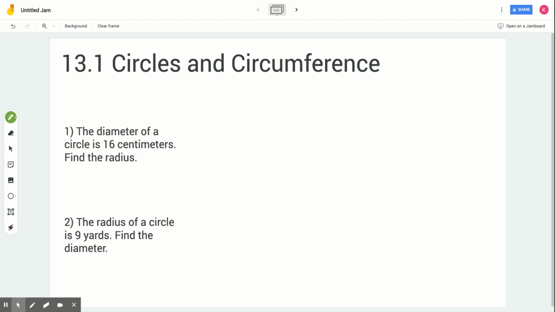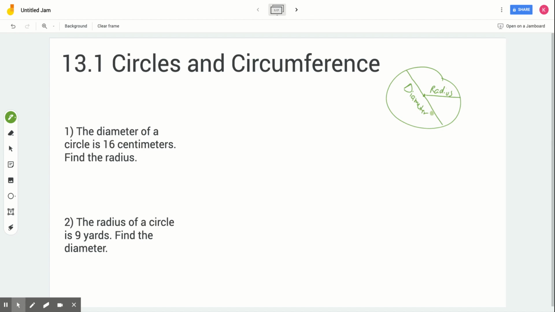Today we're going to be talking about lesson 13.1 on circles and circumference. So the first thing that we need to do is talk about what parts of a circle we're going to need to know. So if we have a circle, we have the center point in the middle. From that center point to any one point on the outside is the radius. From any point on the outside through that center point and all the way across is the diameter.